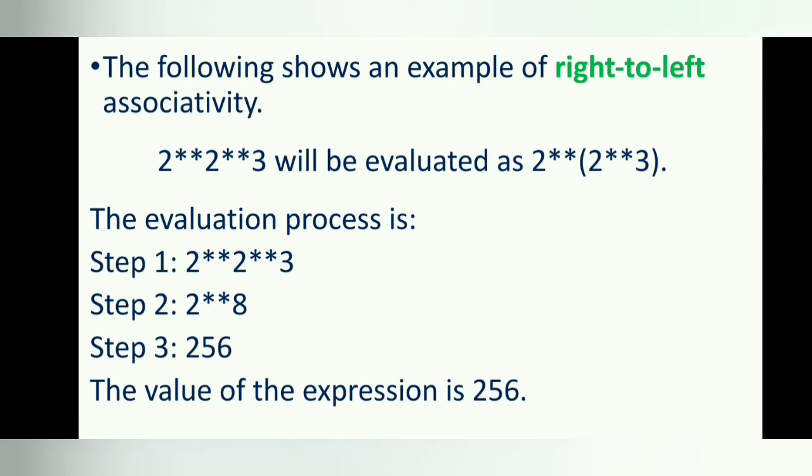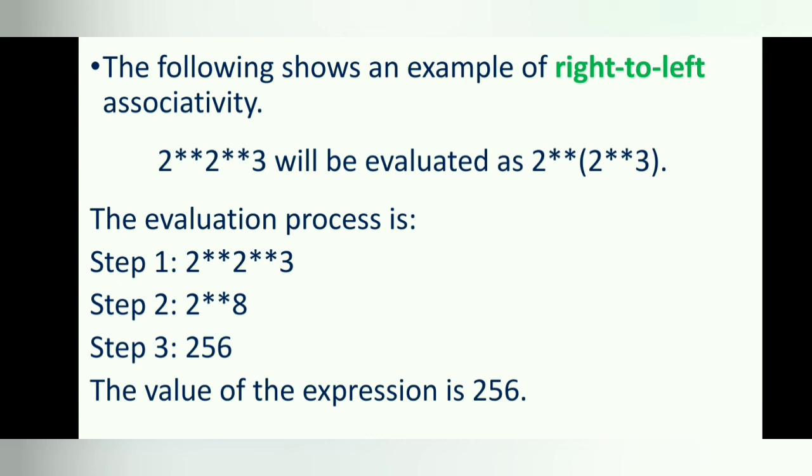Right to left associativity. All the other operators in the chart have left to right associativity except exponentiation, which has a right to left associativity. Exponentiation is represented by the 2 asterisks in Python. The following shows an example of right to left associativity.